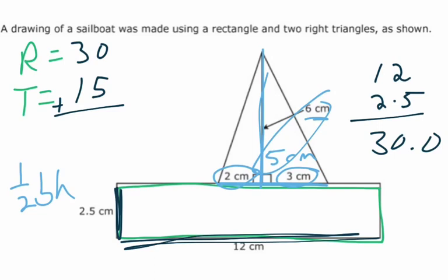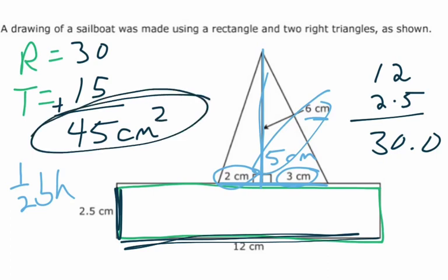And then we add them together. 30 plus 15 is 45. This is centimeters squared. And this is the composite area of this sailboat picture that we have over here.